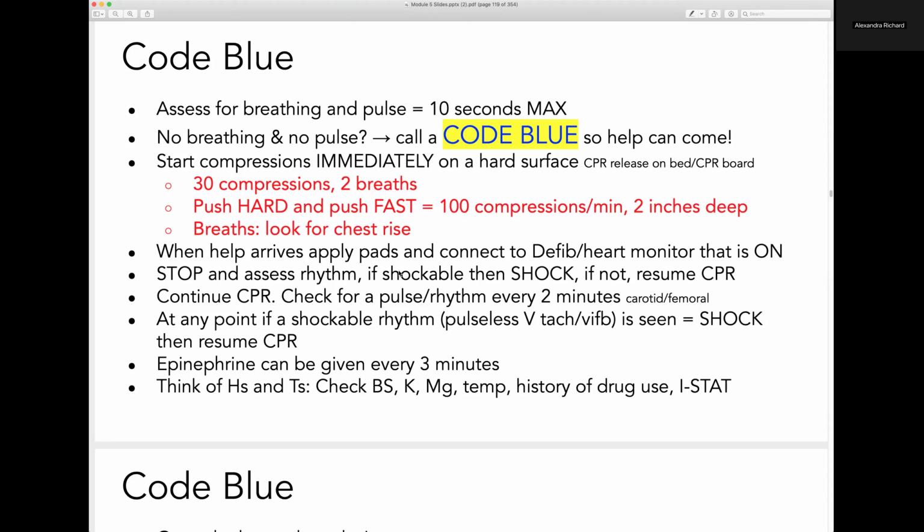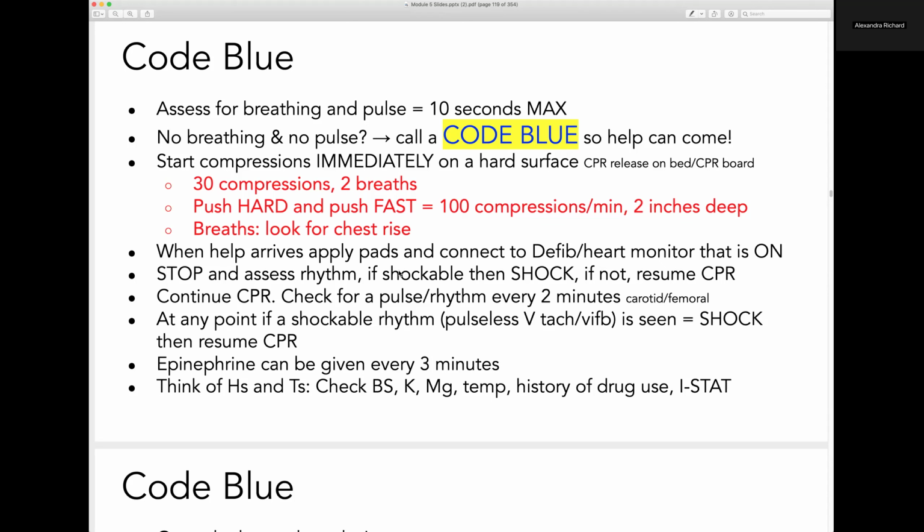You're going to check for a pulse, either the carotid or the femoral, and you're going to look at the monitor to see if they have a shockable rhythm. At any point, if it's a shockable rhythm, you shock them and then you immediately resume CPR. Epinephrine can be given every 3 minutes.